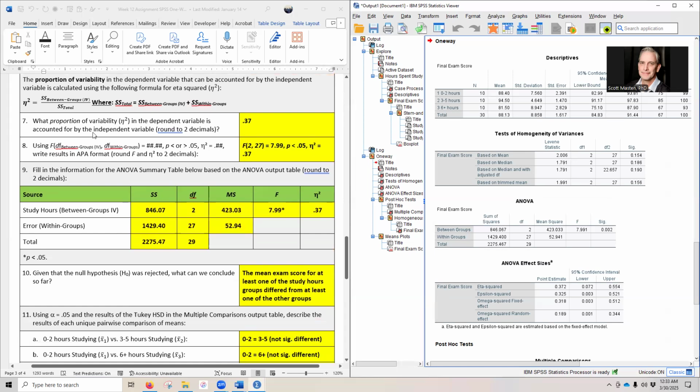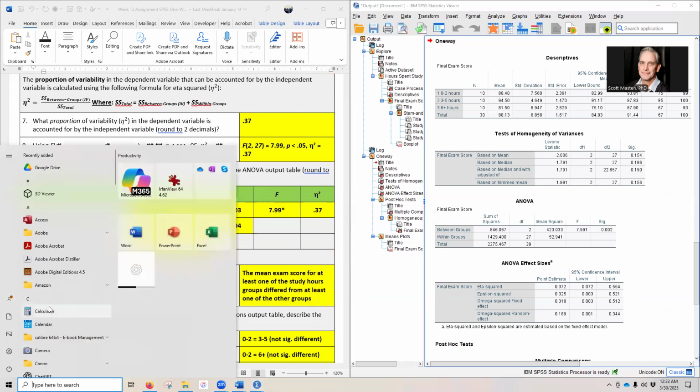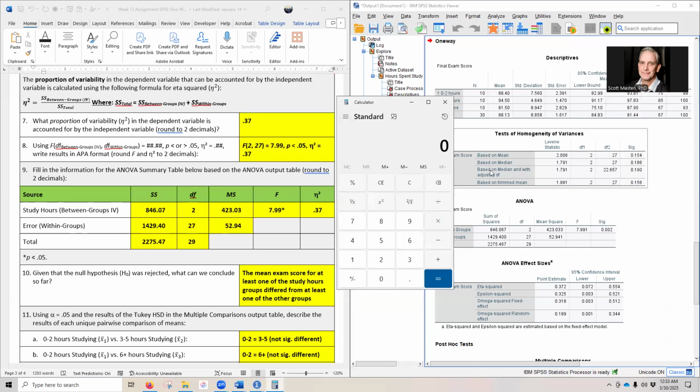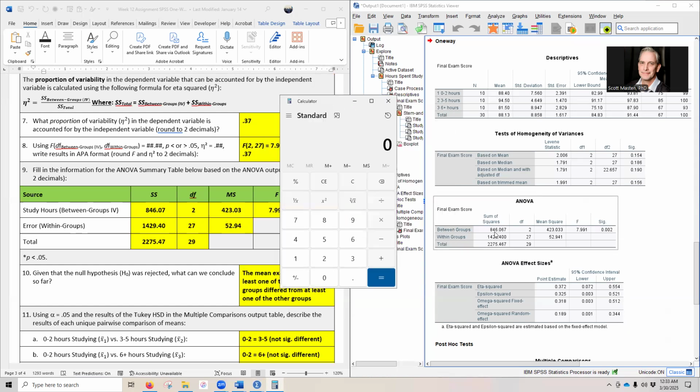Scooting on, we're going to calculate the proportion of variability in the dependent variable that's accounted for by its relationship with the independent variable. To do that, you follow this little formula right here. Sum of squares between groups divided by the sum of squares total. So I'll bust out a little calculator. And we need the sum of squares between groups, which is, oops, I covered it. There we go for me. 846.067.